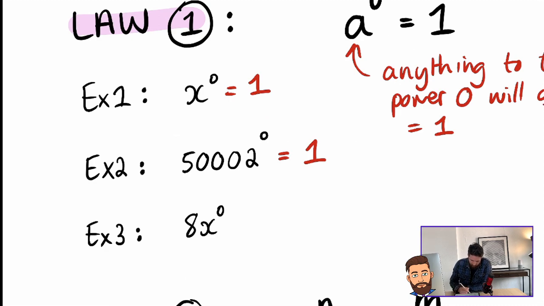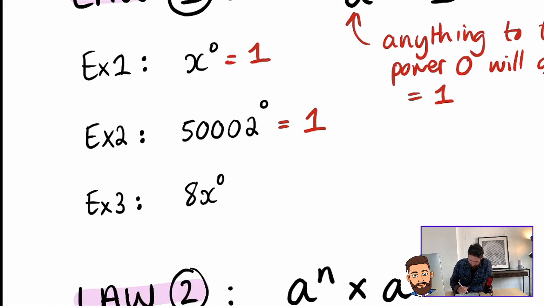Example 3, 8x to the power 0. Now this is where we just have to be a little bit careful. What do we know? We know that x to the power 0 is 1. And what does 8x technically mean? It means 8 times x. So if we've got 8 times x to the 0, that is saying 8 times effectively 1. So the answer to this is 8 times 1, because remember, x to the 0 goes to 1, and 8 times 1 is 8.